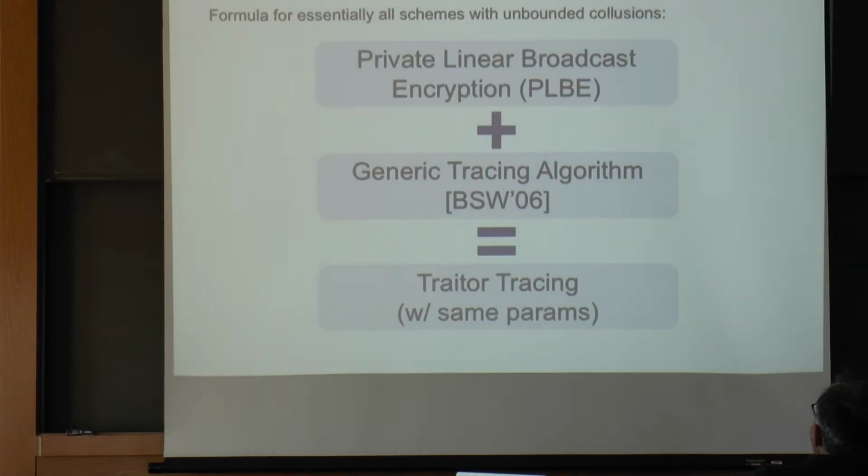All right, so the basic way that, at least in the unbounded collusion setting, basically all prior traitor tracing systems work is this formula. They first build what's called a private linear broadcast encryption scheme, and I'll define what that is soon. And then they use this nice result of Boneh, Sahai, and Waters, which shows how, given any private linear broadcast scheme, you can generically add a tracing algorithm to it. And then you get a tracing algorithm with the exact same parameters.